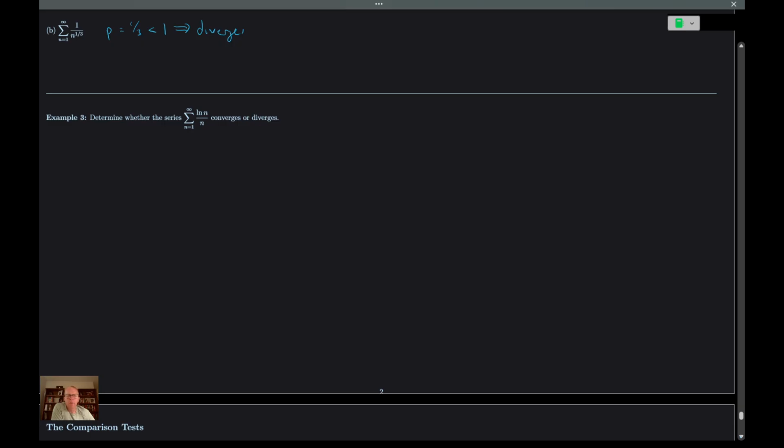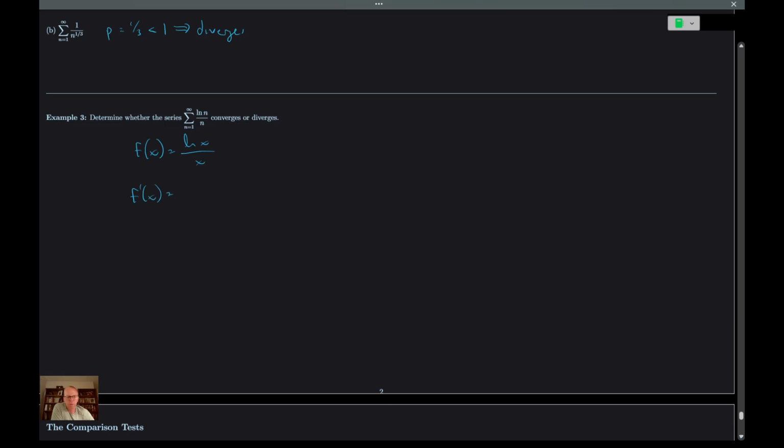At 1, it would be 0. After 1, it will always be positive. And is it decreasing? So let's take the derivative and see if it's decreasing. So if we have ln of x over x, let's take the derivative and we'll see if this is decreasing.